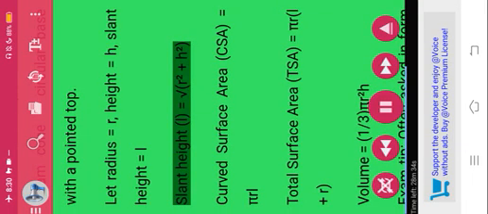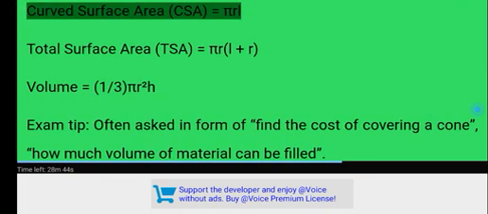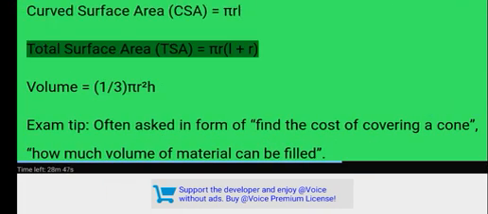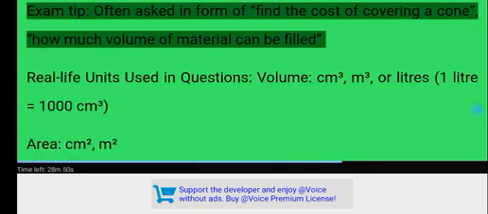Slant height L equals square root of R squared plus H squared. Curved surface area CSA equals pi R L. Total surface area TSA equals pi R times L plus R. Volume equals 1/3 pi R squared H.